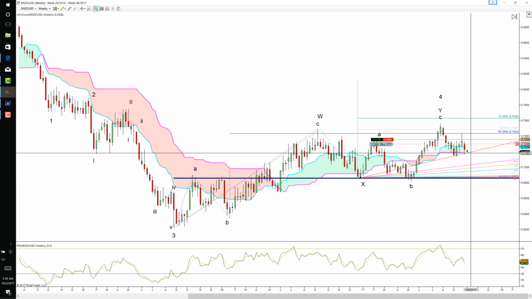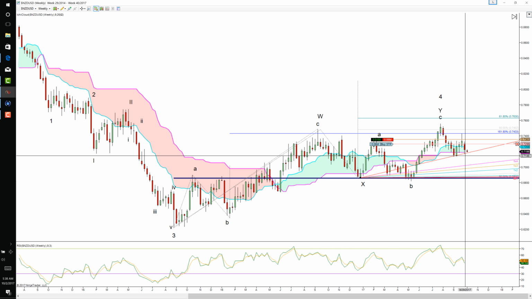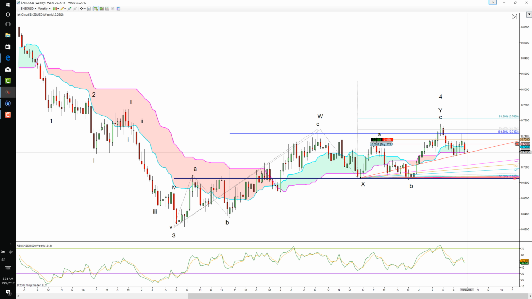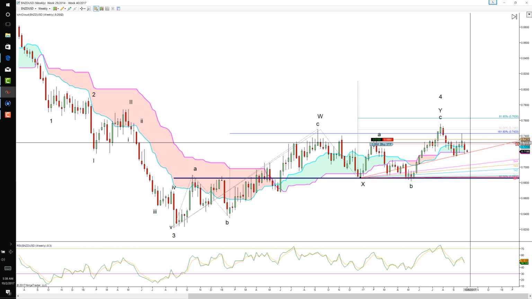So we need to see price break the trend. As you can see on the Ichimoku cloud here, the purple particular Ichimoku cloud here, that's a support level. It needs to break it. It has not yet. On the Gann fan, it's right near the Ichimoku support level. It's hit that several times. It hasn't broken yet. So we need that to be broken.